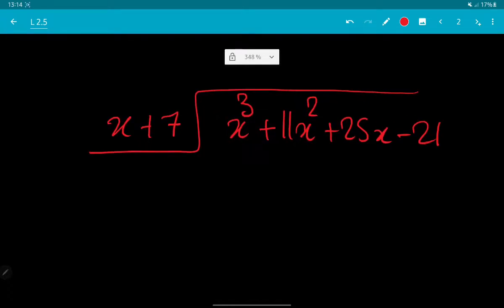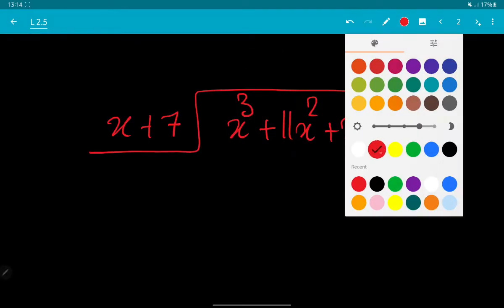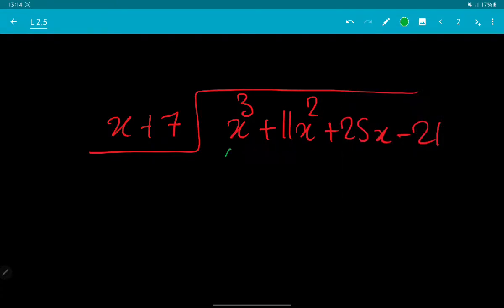Now how to factorize this? Factorizing means starting from the left, as you studied in primary. X power 3 will be divided by x. The highest power here will be divided by the highest power here. And write your answer up there in sequence. For example, here x power 3 divided by x, the answer will be x squared.